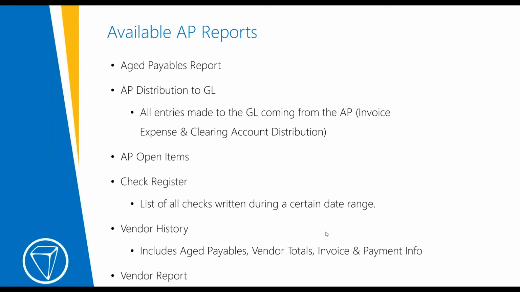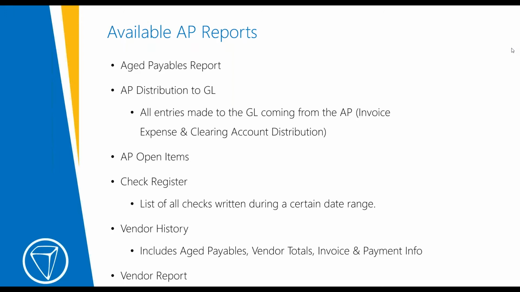We also have the open items, pretty self-explanatory, all the open items for your community and the vendor that it is associated with. And then we got a couple more, the check register, vendor history, and the vendor report. So the vendor report that we have shows a little bit of information like the vendor name, let's pull it up real quick actually.